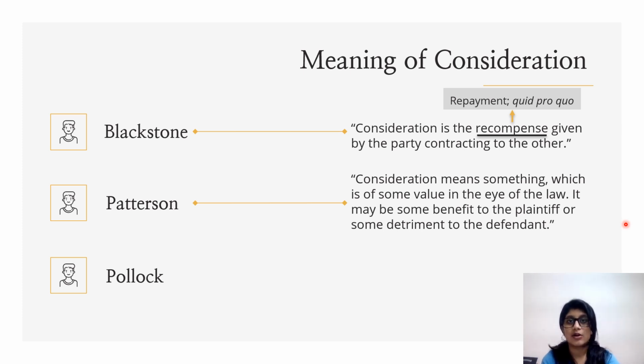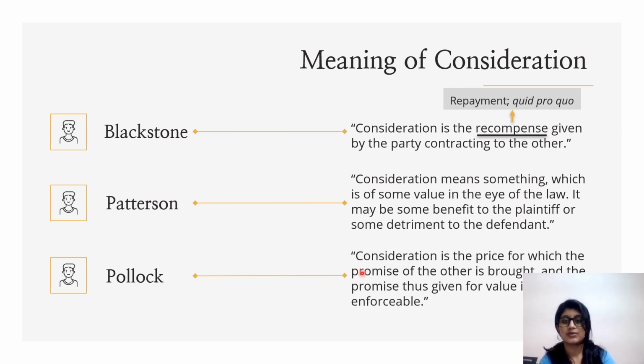If I say I want to buy your car from you for only 1,000 rupees, and you agree, now a lot of people might say it's not enough. A car is worth much more than 1,000 rupees, but a court might say that if both parties have willingly consented and I am losing 1,000 rupees to get your car, you are still getting some sort of benefit, I am still having some sort of detriment by that 1,000 rupees, right? So consideration just means it is something which is of value in the eye of the law.